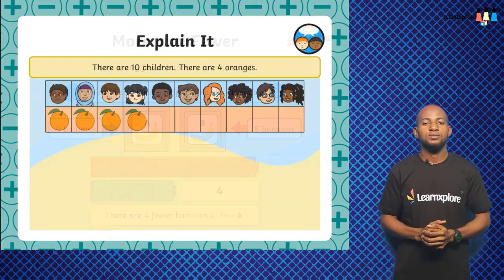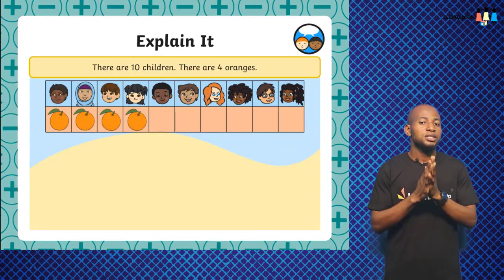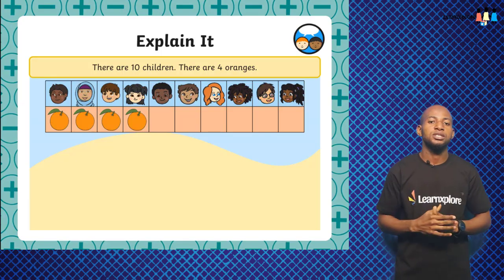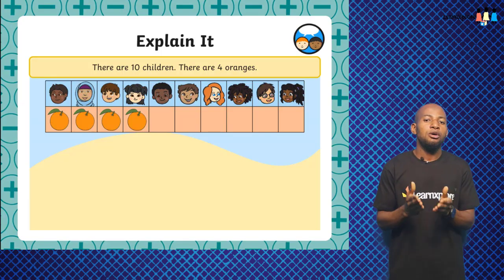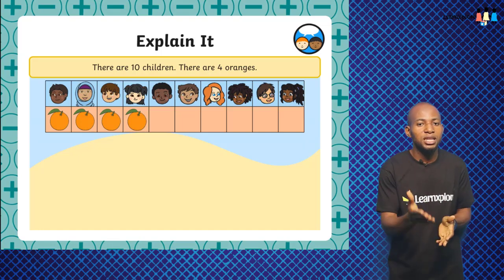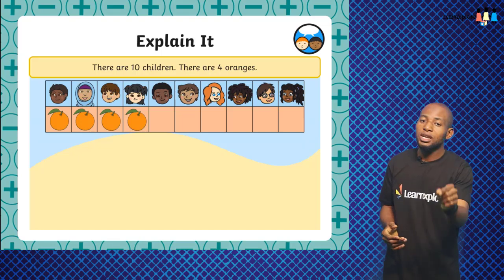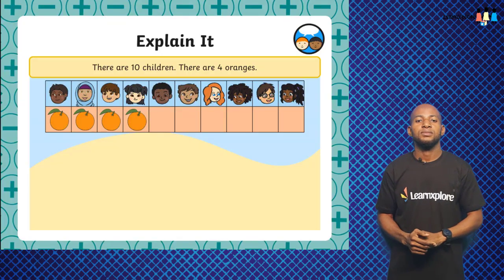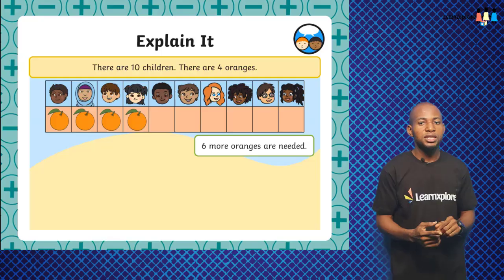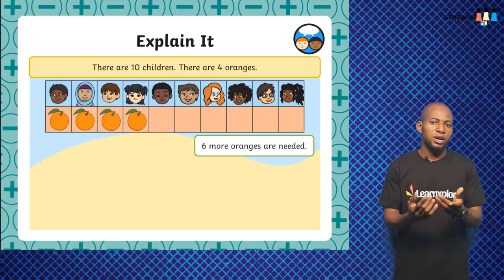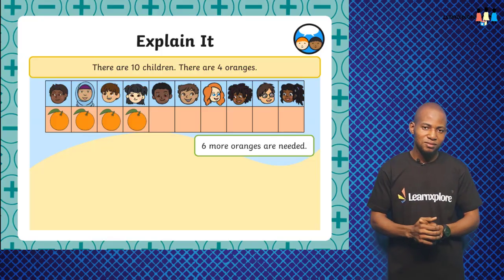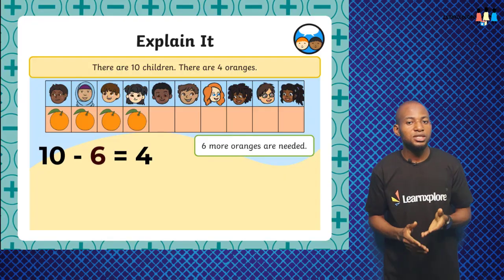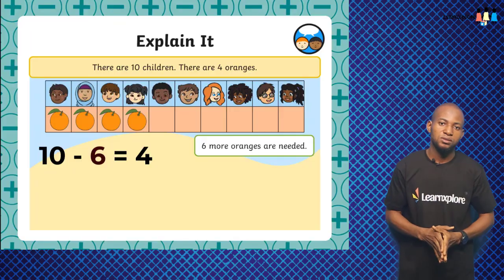Look at this picture. There are 10 children. There are 4 oranges. How many more oranges are needed so that the children have 1 each? 6 more oranges are needed. Can you explain how you know? 10 minus 6 is equal to 4.